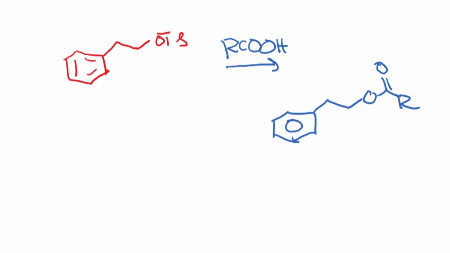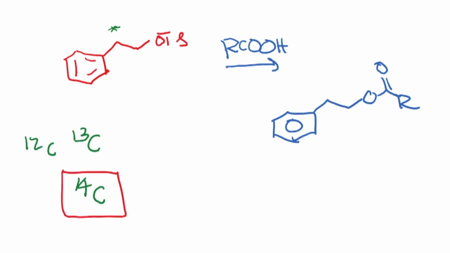Okay, the only catch here is that when I insert a label here, normally it's carbon 12, there's a small amount of carbon 13, but we can make carbon 14 and insert it at this position. So when I start with C14, C14 being a radioactive label can actually be traced. Okay, so this position here is a C14, and that's what I'm denoting by this. All right.